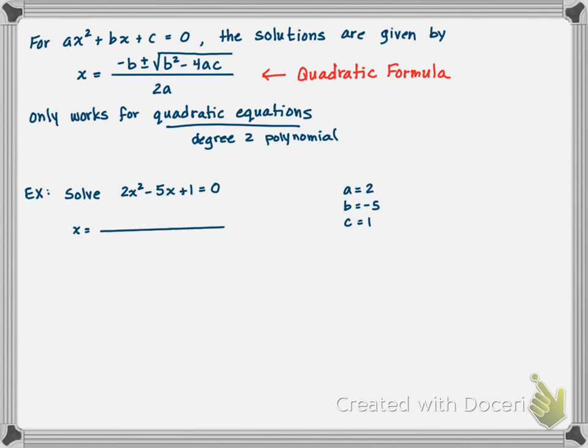So we want the opposite of B. I hesitate to call it negative B because that sort of lulls us into thinking that it's always a negative number. Notice in this case that the opposite of B is actually positive 5, right? Because B is a negative 5. So this is going to be 5 plus or minus the square root of negative 5 squared minus 4 times 2 times 1, all over 2 times 1.